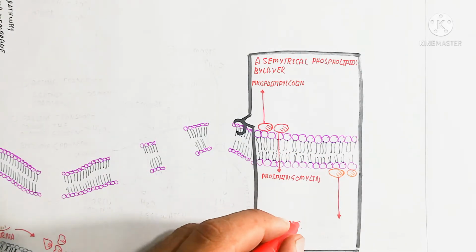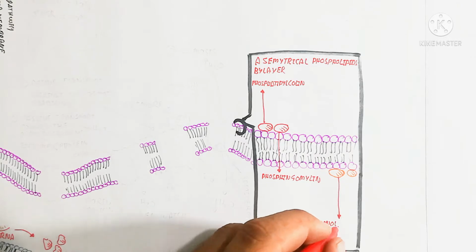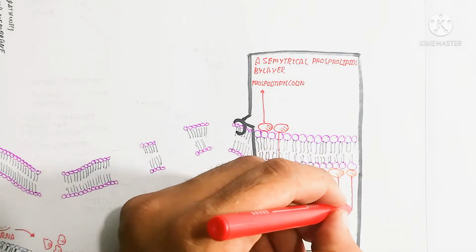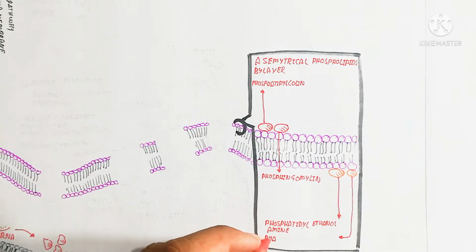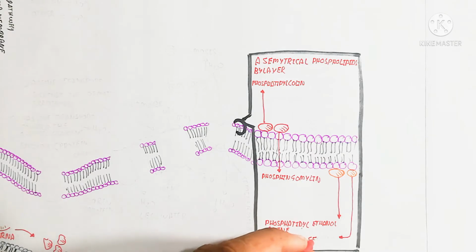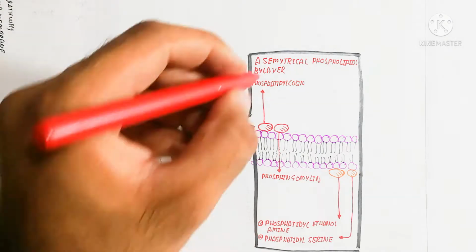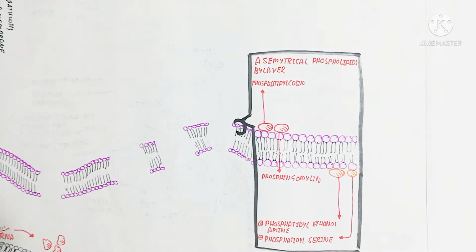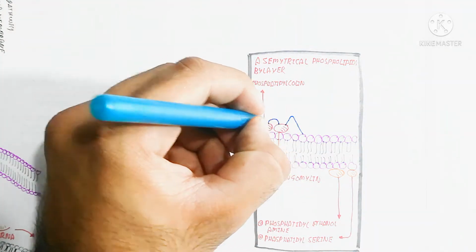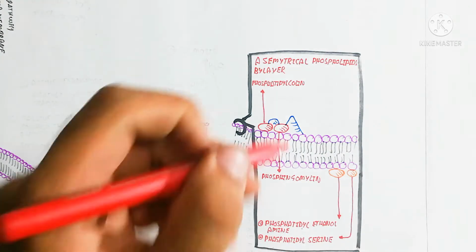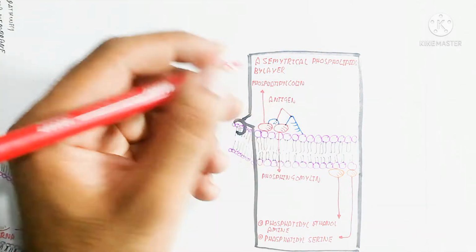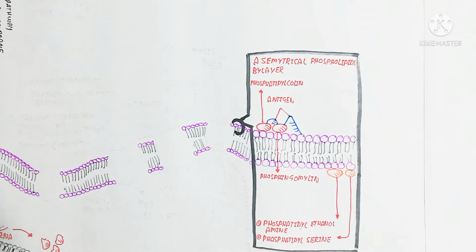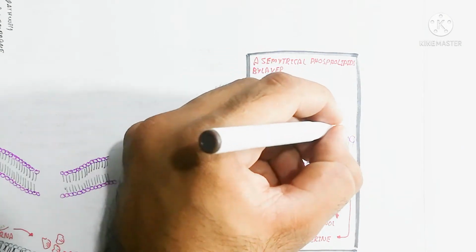The upper layer contains phosphatidylcholine as well as phosphosphingomyelin. On the other hand, the inside layer contains phosphatidylethanolamine and phosphatidylserine, which makes the difference between the inside and the outside.